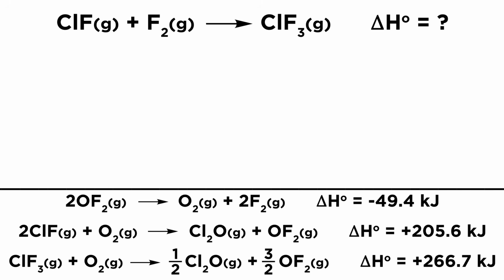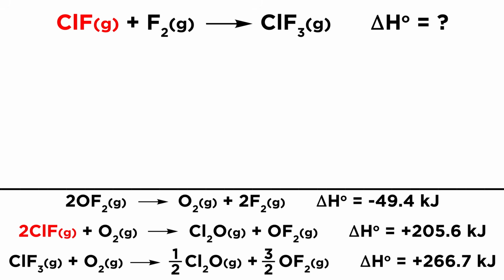Okay, so up top we have what we need to figure out, and then on the bottom we have all of our given data. That's the stuff that we can use. That's what we can work with and manipulate in order to get the delta H that we want. So where are we going to start? Let's start out by looking at what we need in our given equation and then finding where those substances are in the given equations. So we know we need ClF. We need to find where that is in these equations down here.